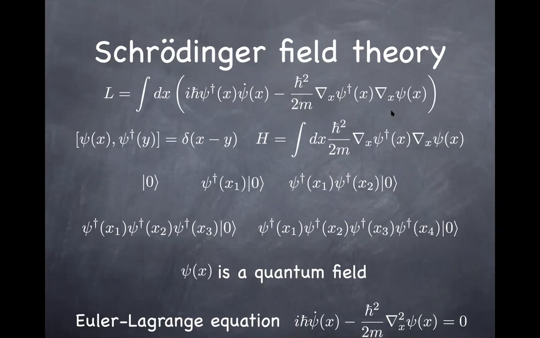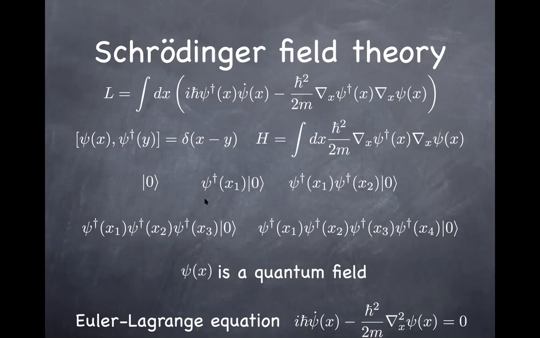And once you're given this Lagrangian, then you can work out the Hamiltonian with it. So this is the form of the Hamiltonian you get from this Lagrangian. And now that psi and psi dagger satisfy this algebra for the annihilation and creation operators, we define the vacuum state that is annihilated by this annihilation operator at every position in space. Then you start creating this Fock space by acting with the creation operator at various positions in space on this vacuum state.